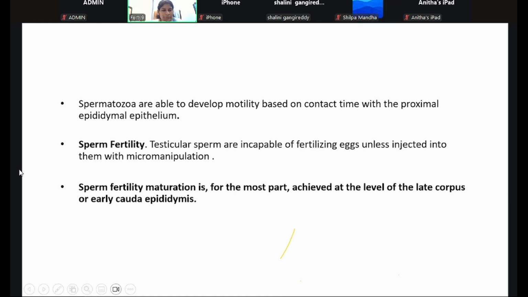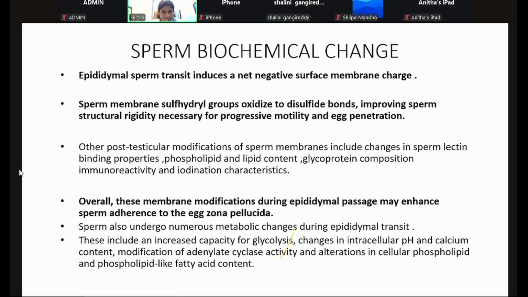So the sperm fertility maturation is finally achieved at the late corpus epididymis, that is the end part of the epididymis. There are also some biochemical changes happening at the epididymis. The sperm is expressing more of the negative surface charge at the membrane. That's how it becomes very stable. So overall, the changes in the epididymis make the sperm strong and helpful for the penetration of the egg.